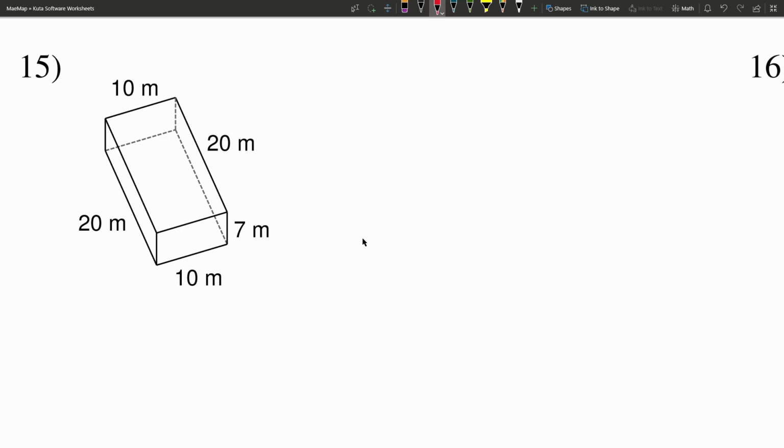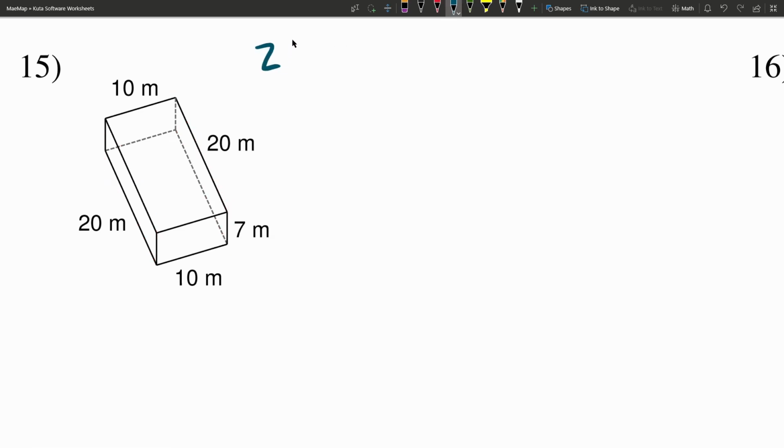Our figure in number 15 is a rectangular prism. We're going to calculate all the sides, but note for each of the edges we have 3 different lengths. So we're going to have 3 different sets of sides. First, we have the 10 by 7 side, which occurs twice. Then we have our 10 by 20 side, which occurs twice. And then we have our 20 by 7 side, which occurs twice.